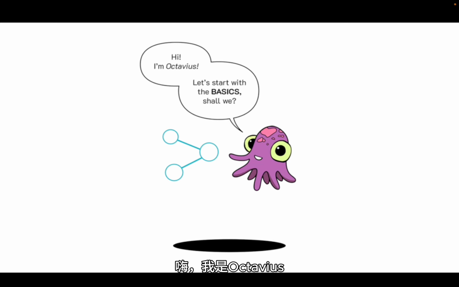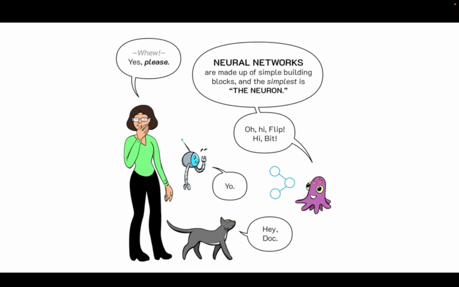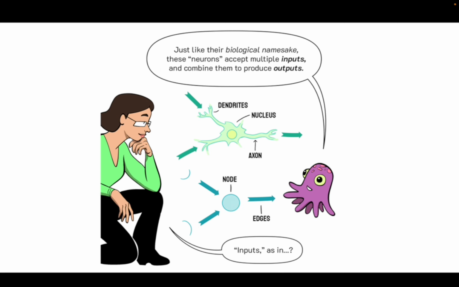Hi, I'm Octavius. Let's start with the basics, shall we? Whoa, yes, please. Neural networks are made up of simple building blocks, and the simplest is the neuron. Oh, hi, Flip. Hi, Bit. Yo. Hey, Doc. Just like their biological namesake, these neurons accept multiple inputs and combine them to produce outputs.